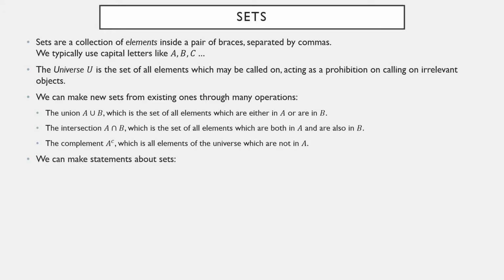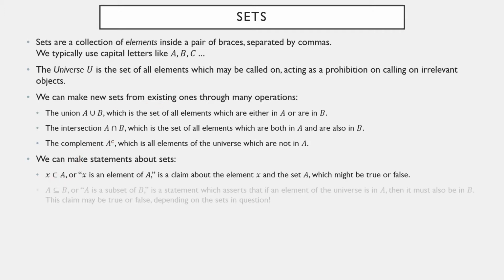We can also make statements about sets. Fundamentally, we want to talk about something being an element of a set, and we use that symbol right there. This is a claim about an element X and the set A. If X is an element of A, this is now a true claim. If X is not an element of A, then this is now a false claim.